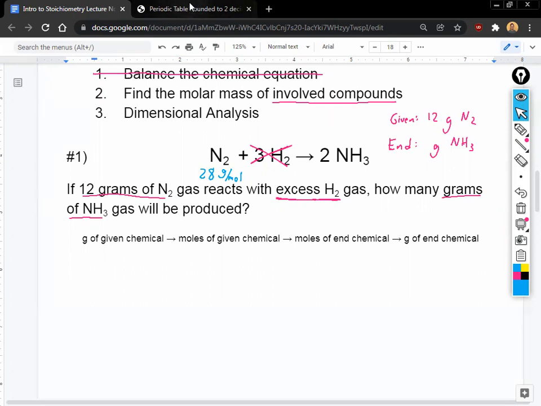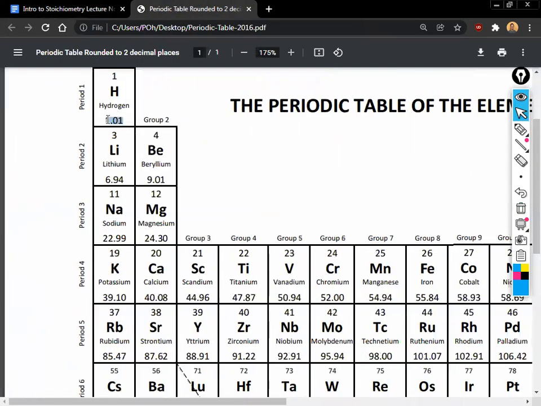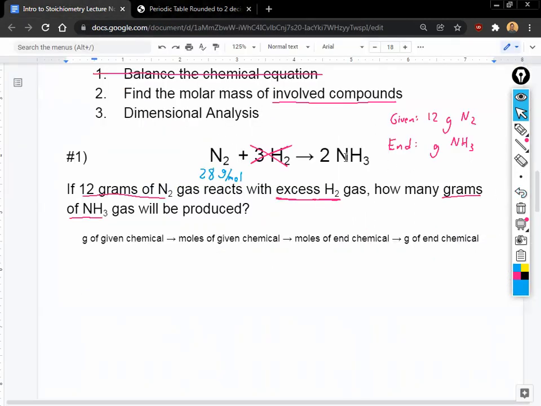So nitrogen is 14. And if we take a look at hydrogen, what's the molar mass of hydrogen? Yeah, 1. So nitrogen is 14, hydrogen is 1. And if I have 3 of them, what's the molar mass of this entire molecule? 14 plus 1 plus 1 plus 1 is 17. So it'll be 17 grams per mole.